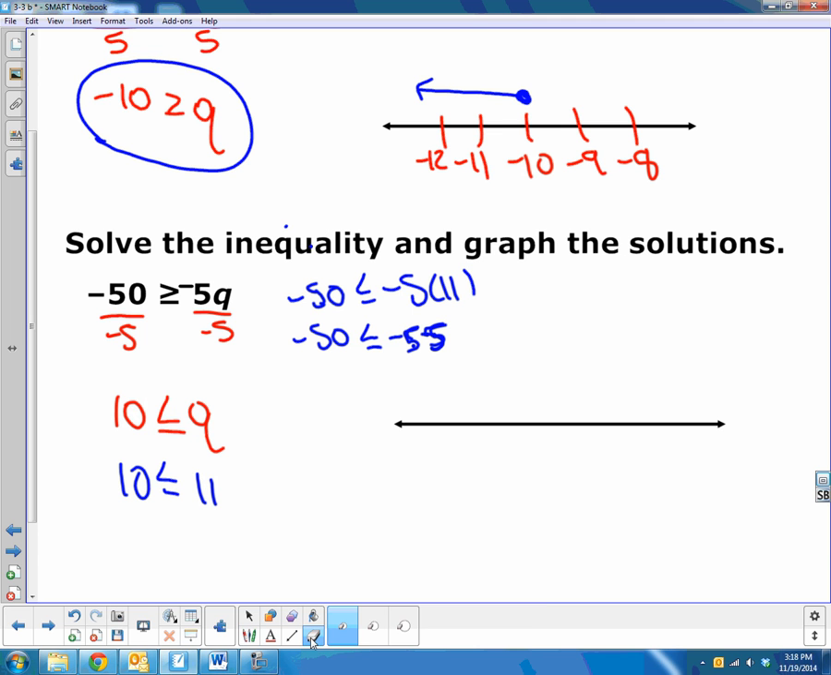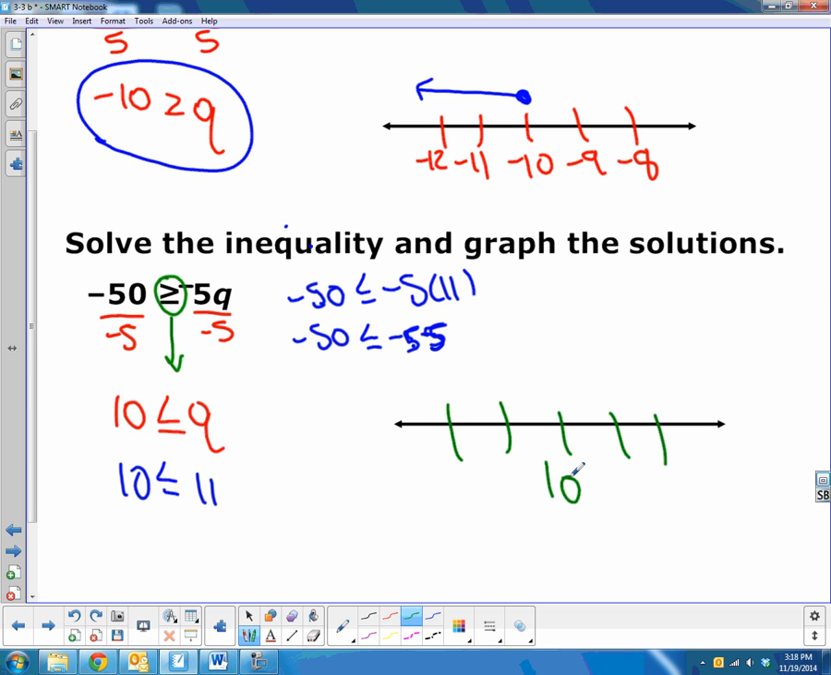And what happens is, in these unique situations, if you are multiplying or dividing by a negative number, you need to take that symbol right here and flip it around. It needs to be turned backwards if you're multiplying or dividing by a negative. The reason we do that is because it doesn't work otherwise. It will not work unless we flip that around. And so when you're dividing by a negative or multiplying by a negative, you need to turn that symbol backwards. And now we can graph it. So 10 is less than or equal to q.